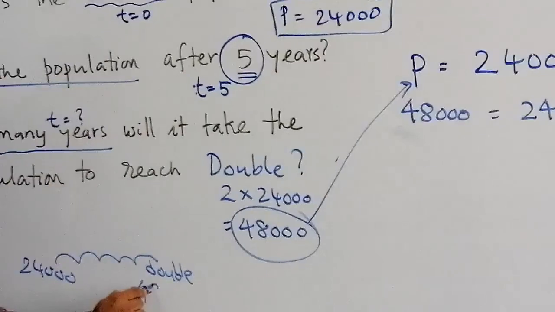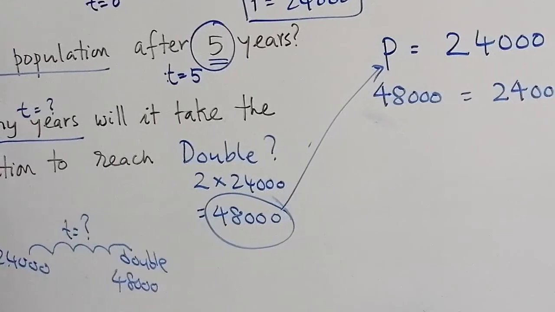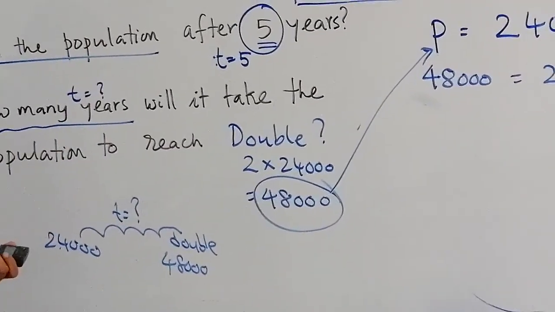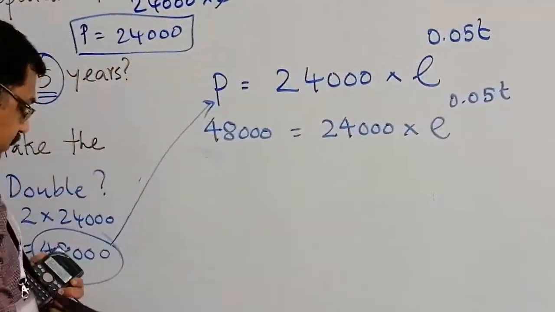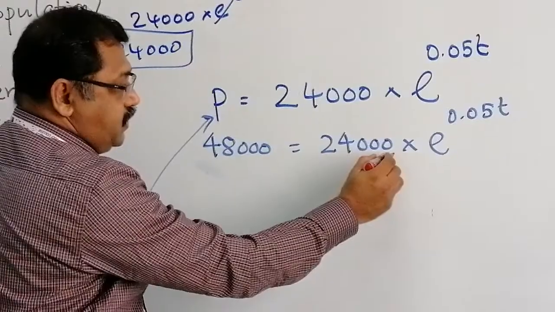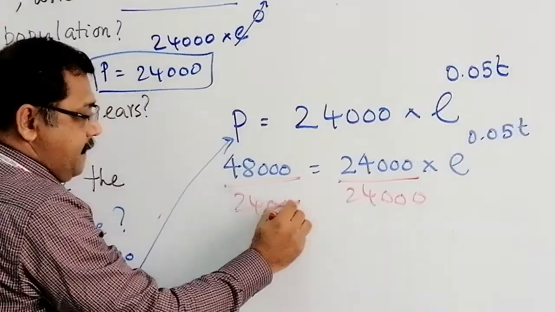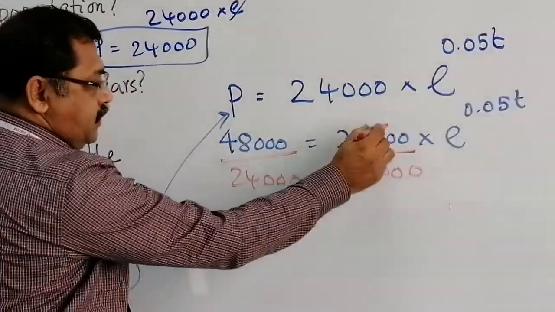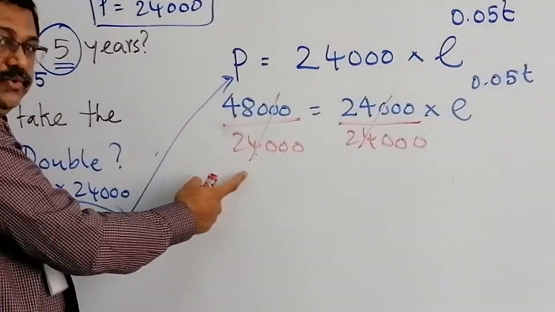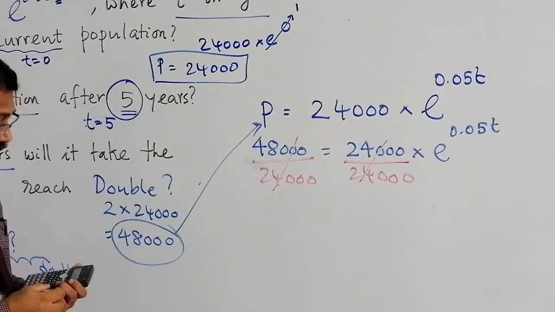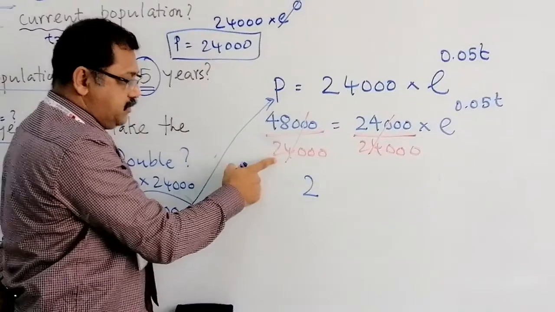Double means 48,000. Double of 24,000. What is t, after how many years? This is our question. So similarly, we proceed with the steps we did before. First you have to remove this 24,000, so divide by 24,000 on either side, because we are solving for t. So this will be cancelled. 48,000 divided by 24,000, it's double. So the value here will be 2, because 48,000 divided by 24,000.